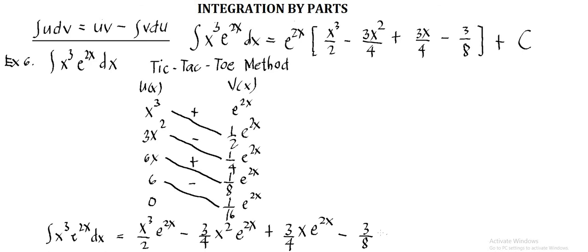And then plus c. So, pag ating iniwalay yung e to the 2x, pinactor out natin yung e to the 2x, ito yung magiging sagot natin: integral of x cubed e to the 2x dx equals e to the 2x times x cubed divided by 2 minus 3/4 x squared plus 3/4 of x or 3x/4, and then minus 3/8 and then plus c.